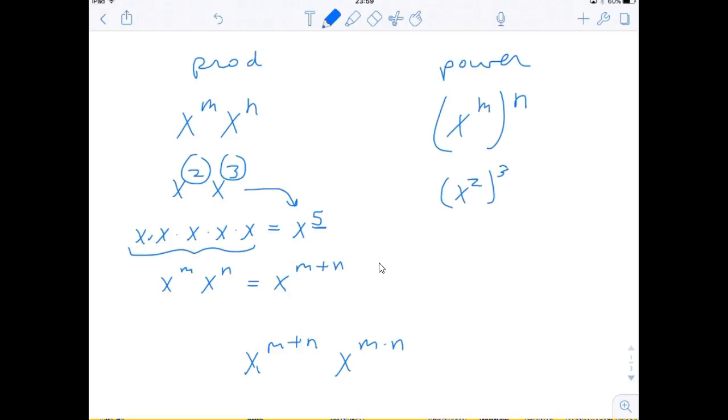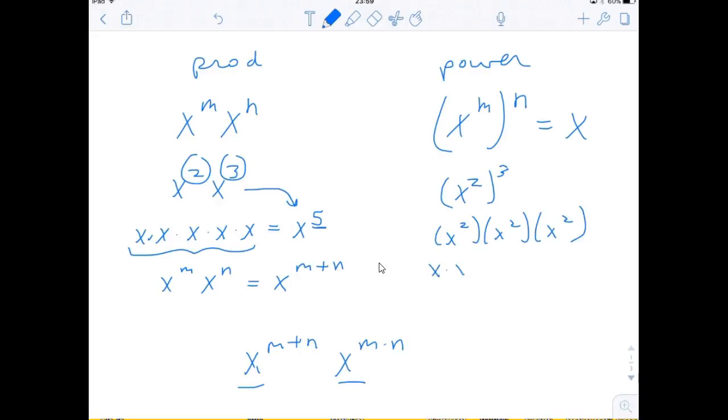Now we'll do the power rule. For the power rule, x to the m to the n is not obviously one of these two. So we're going to substitute a number. We'll put 2 for m and we'll put 3 for n. And then we're going to test this. If we have x squared cubed, that's the same thing as x squared times x squared, right?